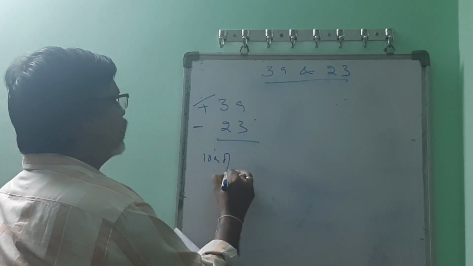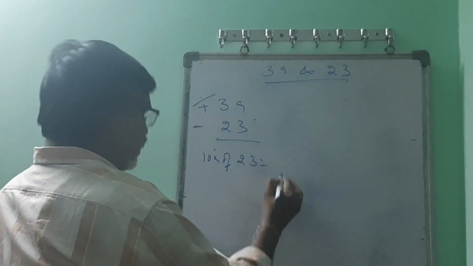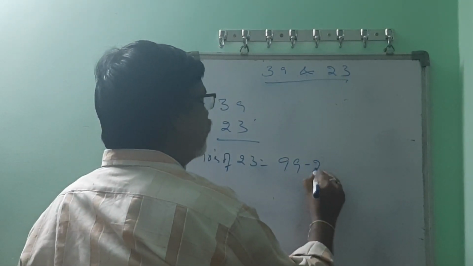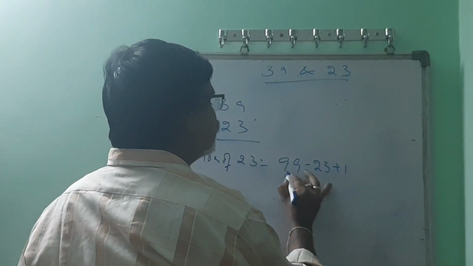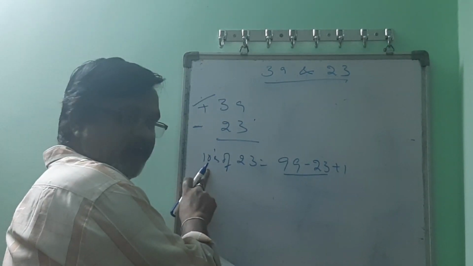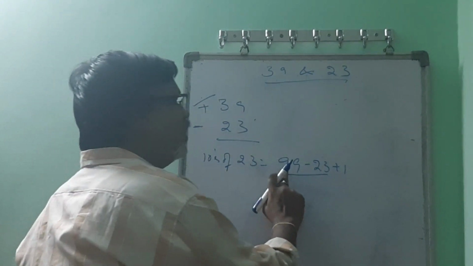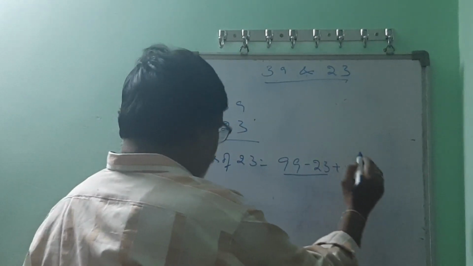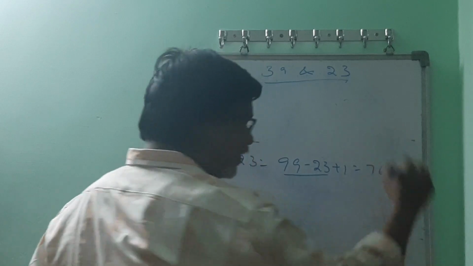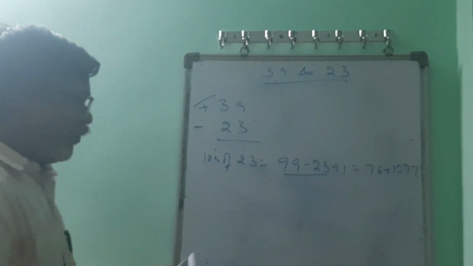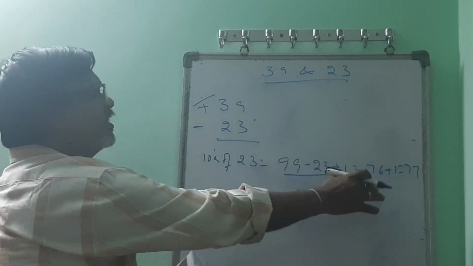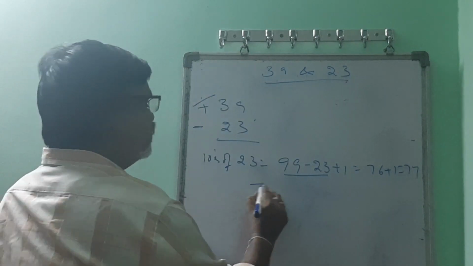The tens complement of 23 is 99 minus 23 plus 1. So this part is the 9's complement, but what we want to calculate is the 10's complement. So 9's complement plus 1: this is 76 plus 1, which is equal to 77.